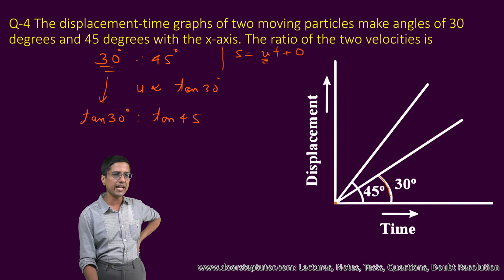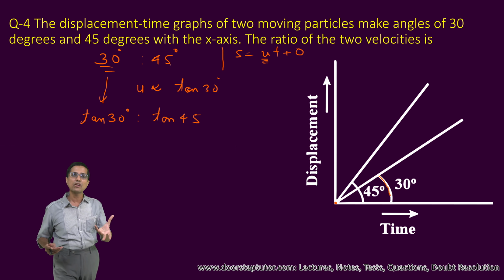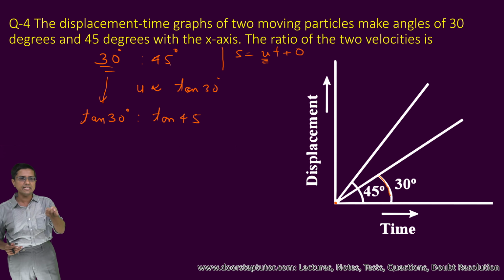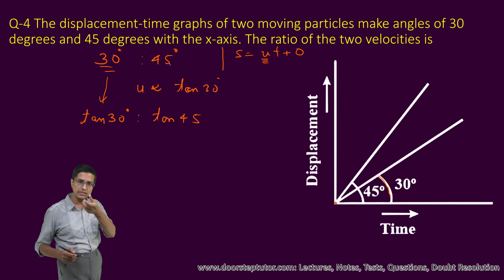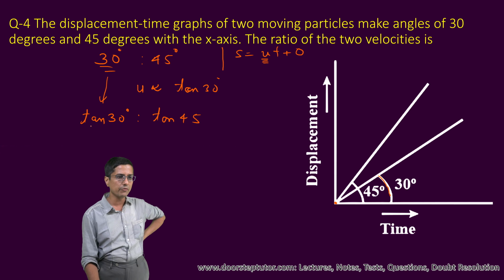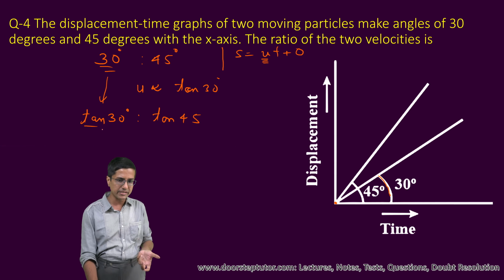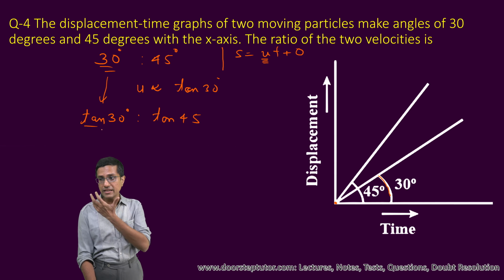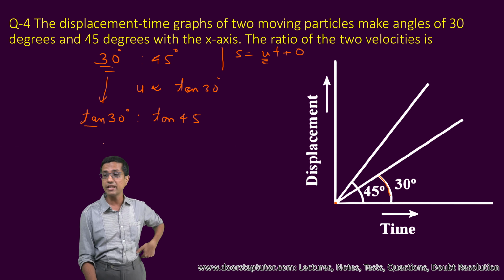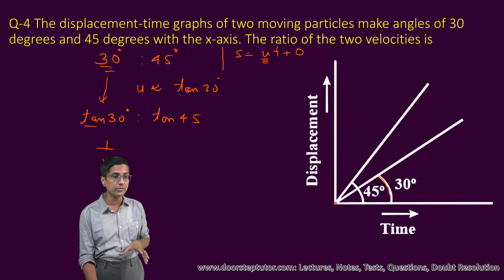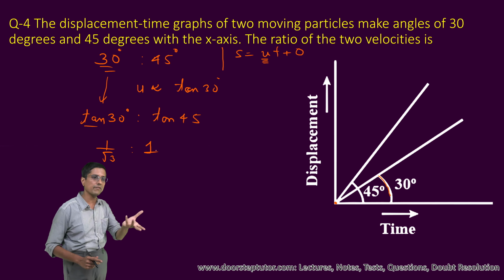If the angle is 30 and the other angle is 45, our velocity is proportional to the tan of the corresponding angle. So our ratio would become tan of 30 degrees is to tan of 45 degrees. Nothing very difficult, very simple. Now we know that tan 30 is equal to 1 by root 3. Again very important basic trigonometric ratios, those have to be covered. If you haven't covered those, then you might end up in trouble. Our answer is 1 by root 3.